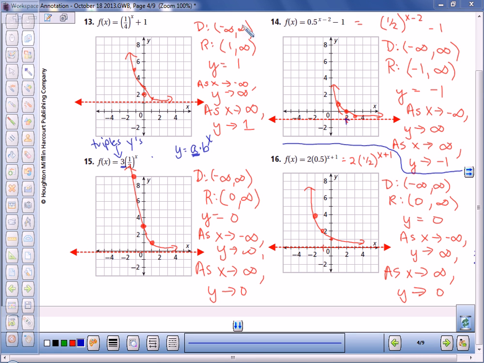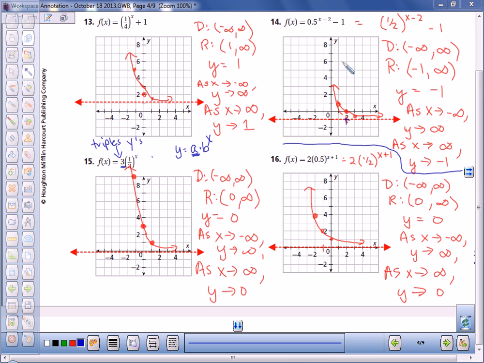You have a domain of negative infinity to positive infinity, range of 1 to infinity, and asymptote of y equals 1. As x approaches negative infinity, y approaches positive infinity. As x approaches positive infinity, y approaches 1. Any questions about number 13? All right, I see no questions.